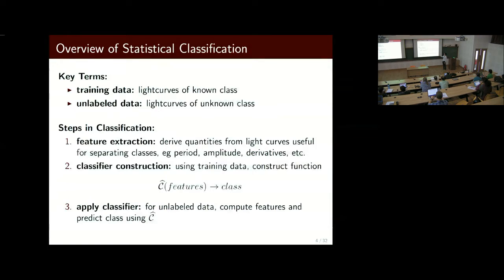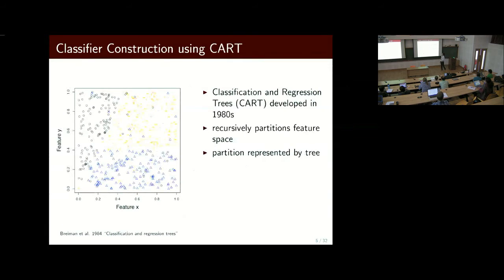Step 2 is sort of where the magic happens. How do we construct this classifier C hat? So I'm going to discuss one method for doing that. And that method is called CART, Classification and Regression Trees. CART was developed in the 1980s. And what CART does is it partitions feature space in an attempt such that the elements of the partition contain objects only of a particular class.